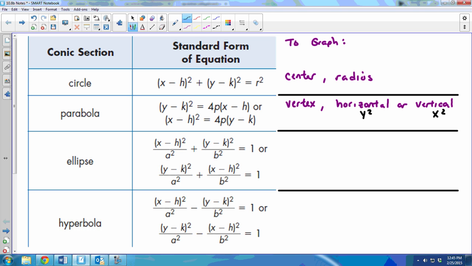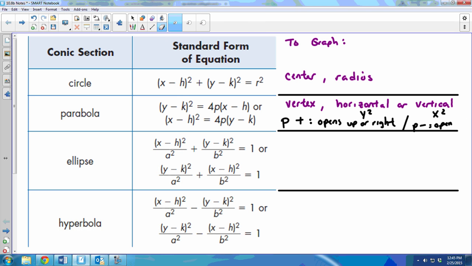So you need the vertex, if you know it's horizontal or vertical, and you need to know what p is, and this is why. p tells you what direction it opens. If p is positive, then it either opens up or right, depending if it's horizontal or vertical. If p is negative, then it opens down or left.